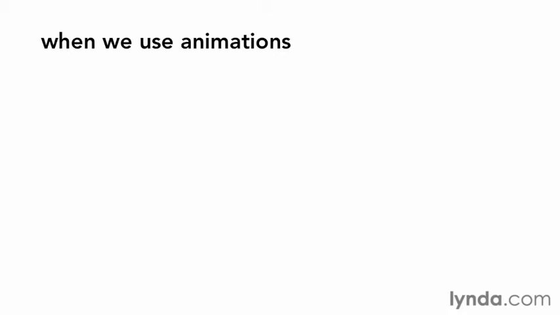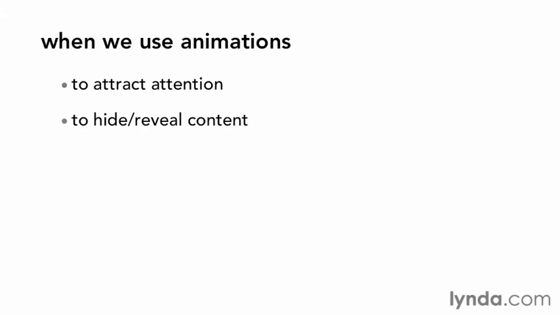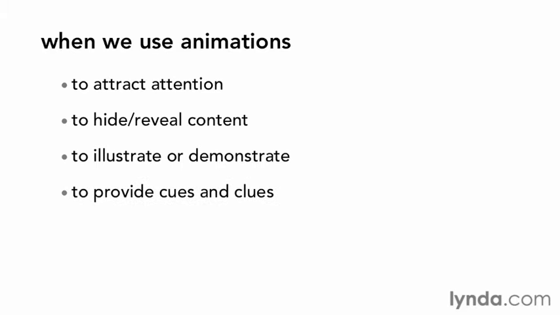In general, we use animations in user interface design to do one of the following: to attract our users' attention to a certain area. Like it or not, movement really grabs our attention, and that's one of the reasons banner ads are so hard to ignore. We might also use it to hide or reveal content in a slider or drawer type UI setting. We might use it to illustrate or demonstrate a product feature. And we might use it to provide cues and clues for our users, to make a button stand out a little more, or to show that something has changed in a dynamic interface.